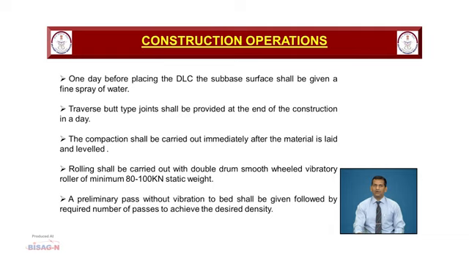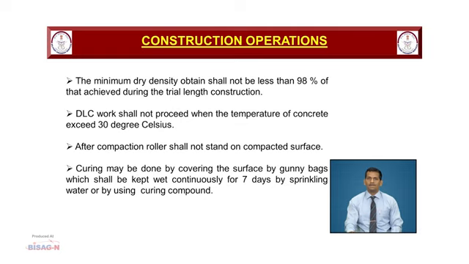Rolling shall be carried out with a double drum smooth wheel vibratory roller of minimum 80 to 100 kN static weight. A preliminary pass without vibration to bed shall be given, followed by the required number of passes to achieve the desired density. The minimum dry density obtained shall not be less than 98% of that achieved during the trial length construction. DLC work shall not proceed when the temperature of the concrete exceeds 30 degrees Celsius.